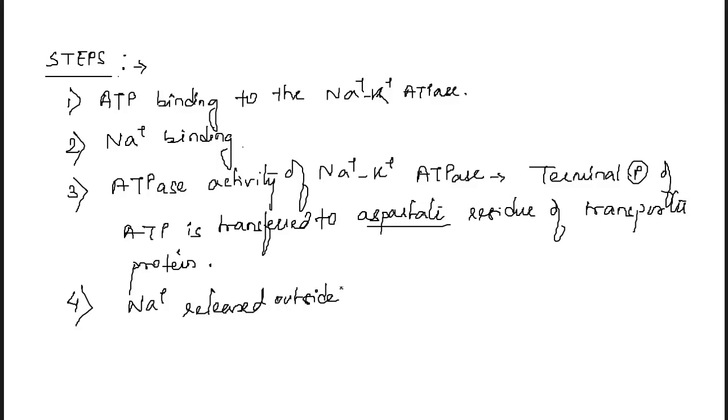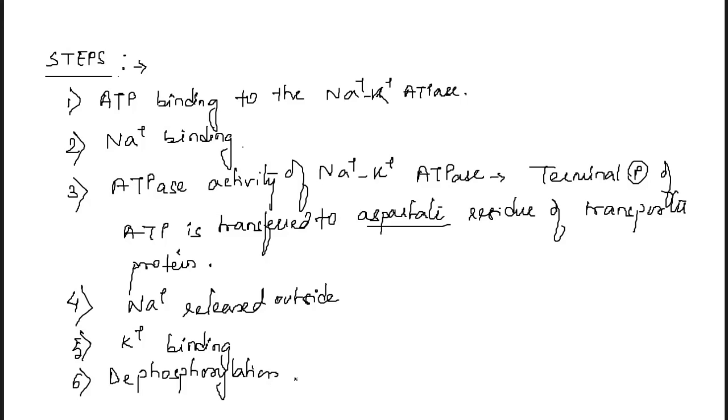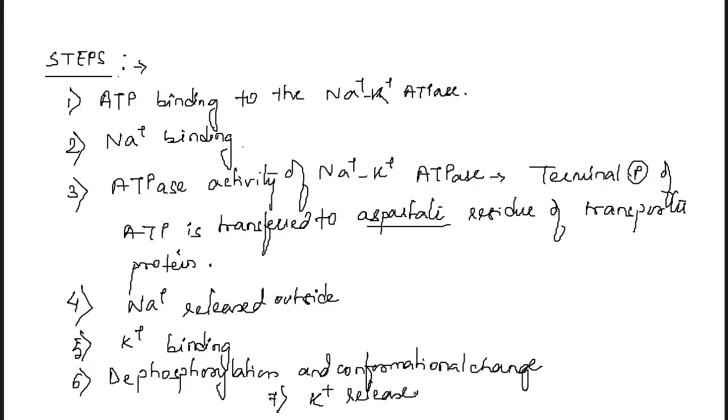When sodium is released outside, there is the binding of potassium. Once potassium binds, there is dephosphorylation of this aspartate residue, and dephosphorylation also causes a conformational change. So dephosphorylation is followed by a conformational change again. When there is a conformational change, the K plus will be released inside.